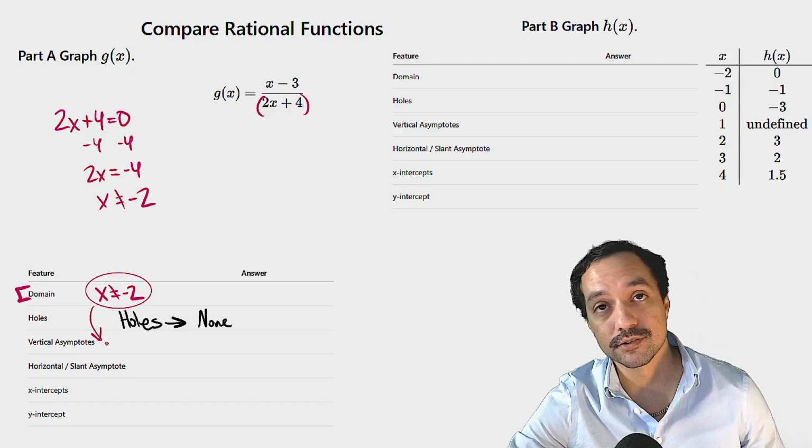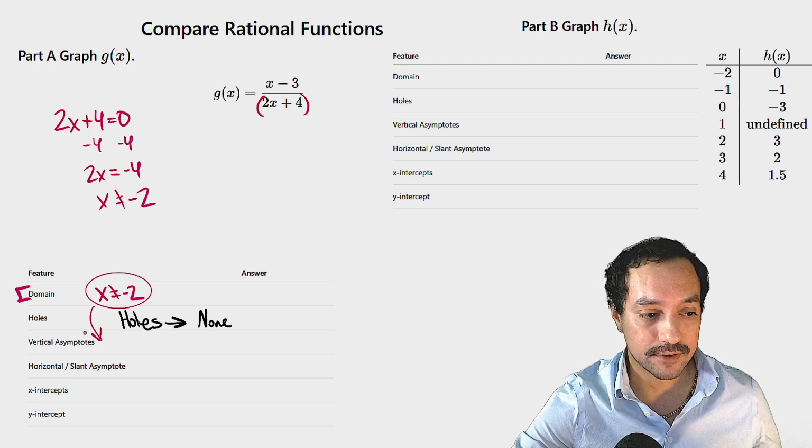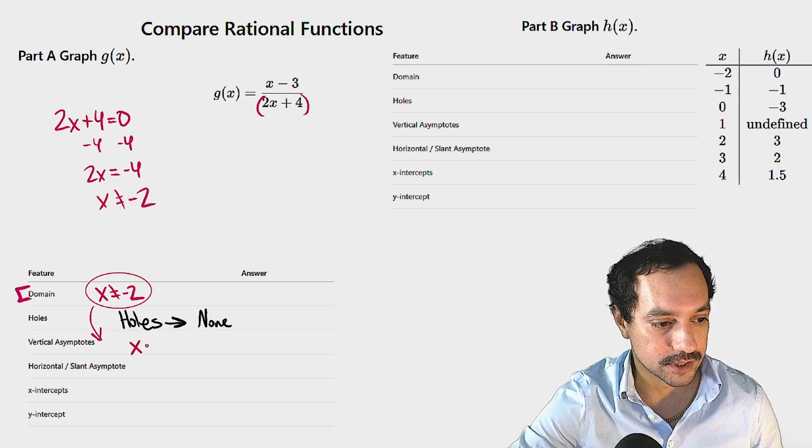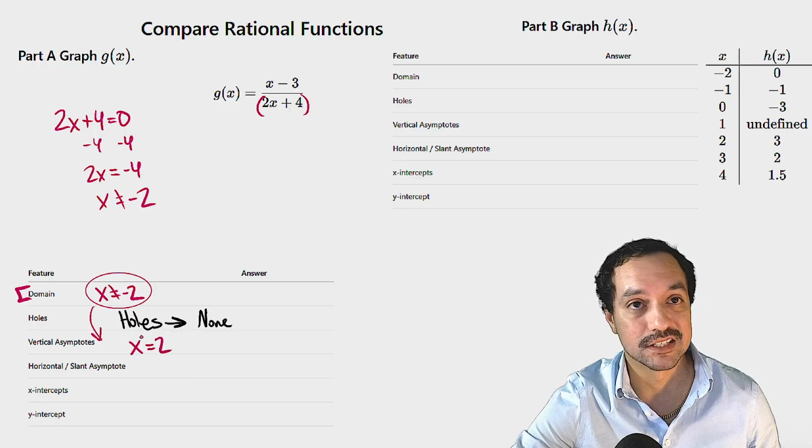When you enter in your answer for your vertical asymptote, it's a line on the graph. So it's very important that you enter it as an equation. So our vertical asymptote is the equation x equals 2.